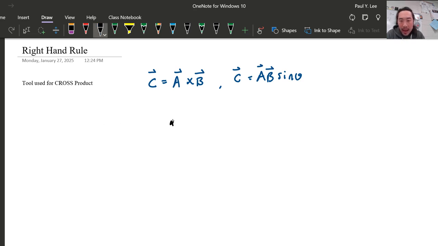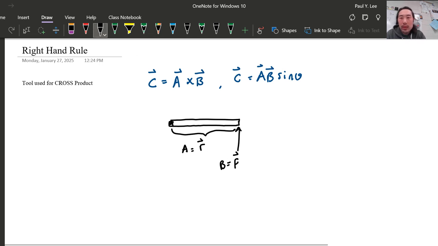So this is my axis of rotation, and this is my bar, or like a door that I'm trying to push. This here is my radius r, so that'll be my vector A. If I exert a force here, that will be my vector B. What we end up with is a rotation, and that rotation we call torque.